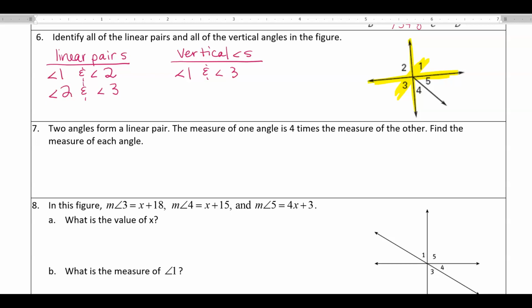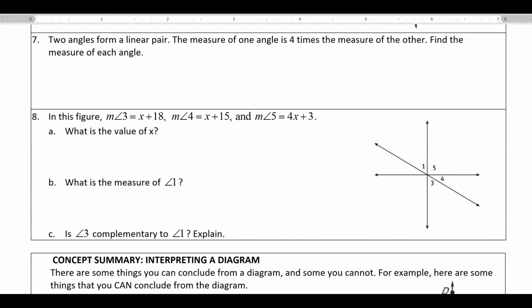Now, moving on to question 7. It says 2 angles form a linear pair. The measure of one angle is 4 times the measure of the other. Find the measure of each angle. Now remember, with vocabulary words and without a picture, the very first thing that I want you always to do is to draw a picture. If they are forming a linear pair, they are on a line.